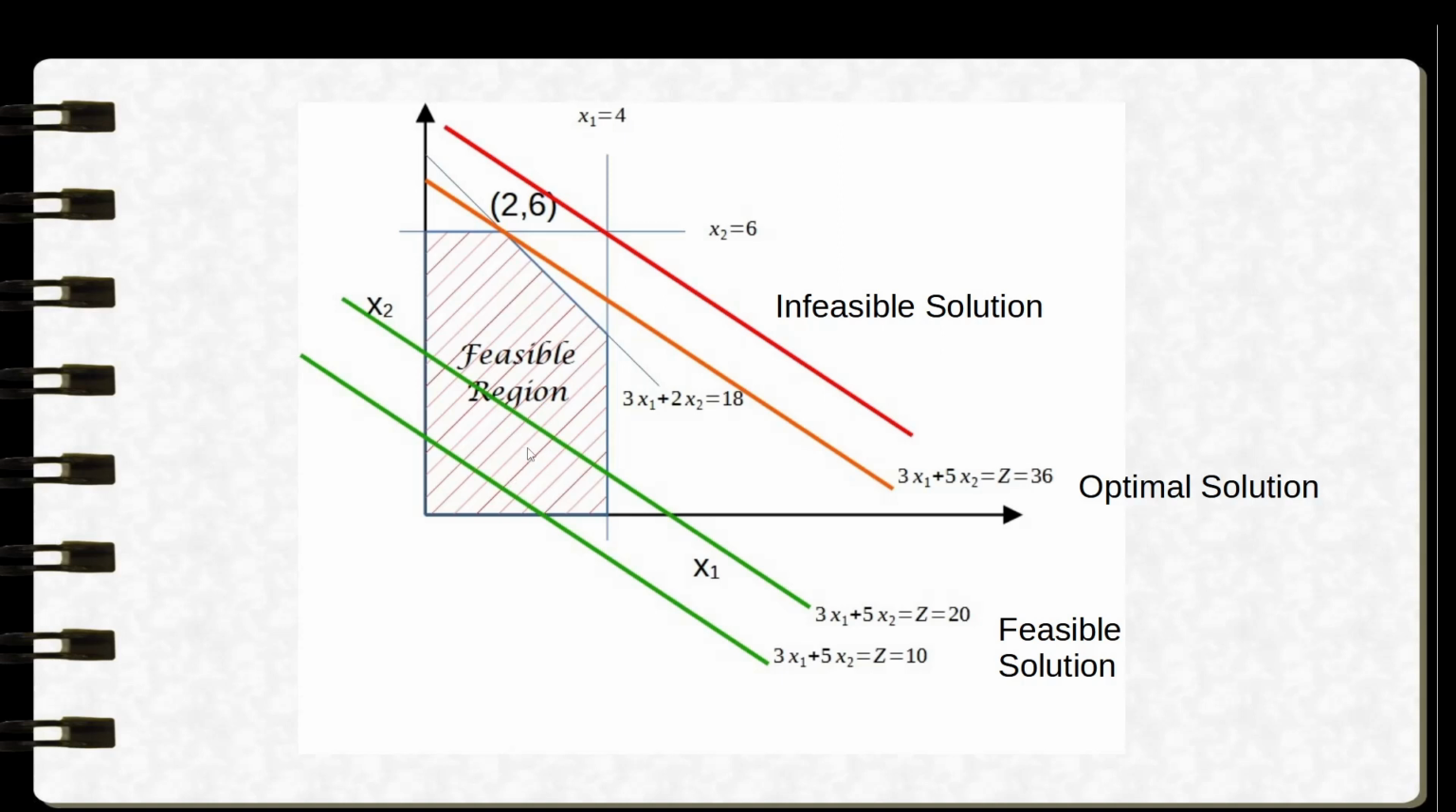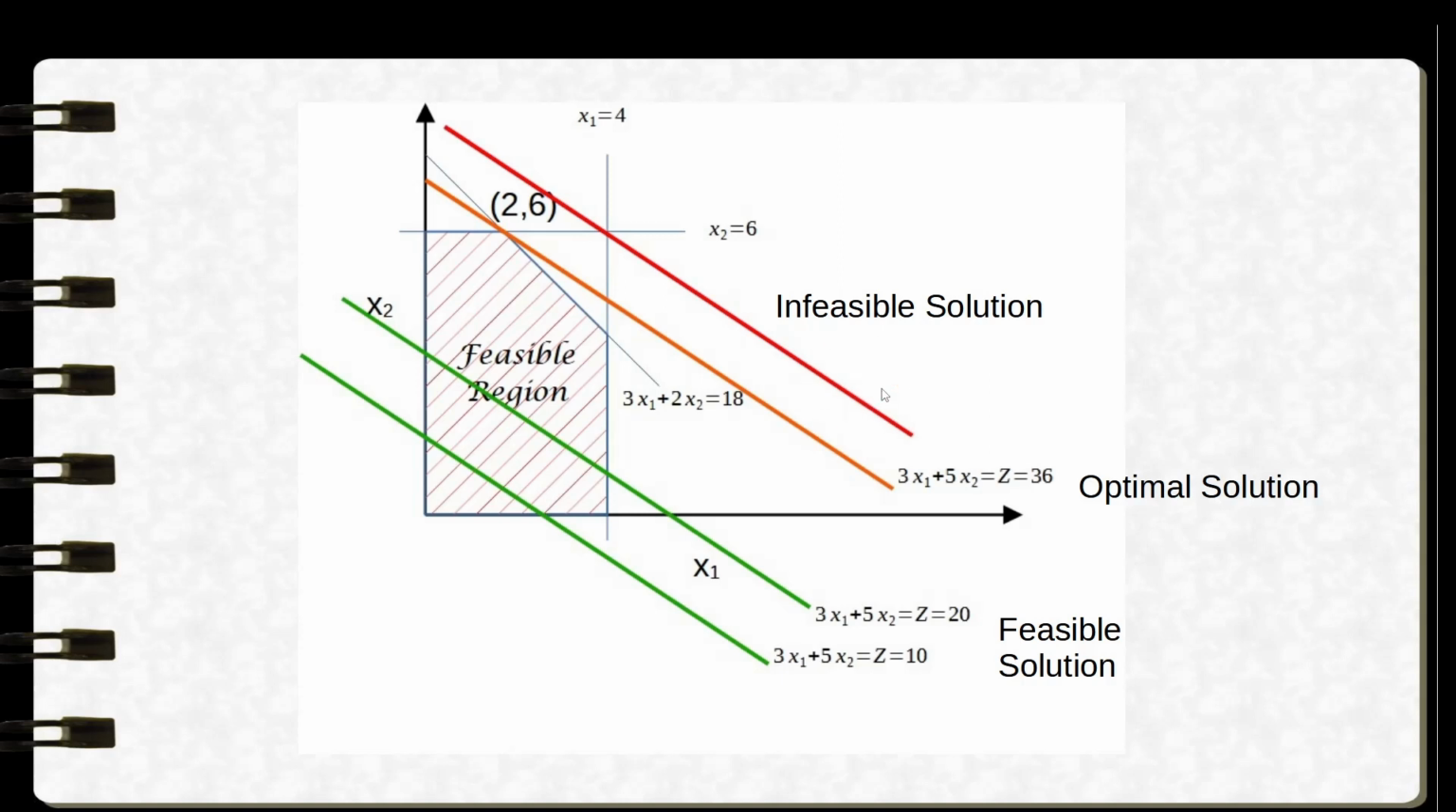Therefore, as we move from the origin parallel to these green lines, we come to point number 26, which gives you the optimal solution. 2 and 6, when put into this objective function equation, yields us 36,000 rupees. That is, the maximum profit per week the management can realize is 36,000 rupees. Well, what if it tries to get more profit? So the line will shift further to the right.